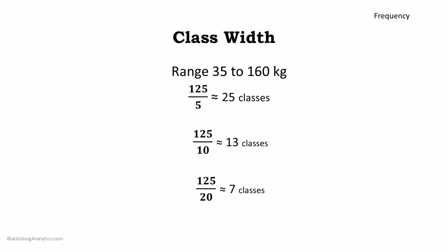For example, suppose the weight of adults in a sample ranges from 35 kilograms to 160 kilograms. Reasonable class widths would be 5 or 10. A class width of 5 would have 25 classes, which is too many. A class width of 10 is about 13 classes, a more reasonable number. A class width of 20 may be even better.